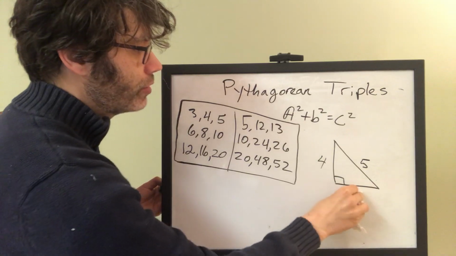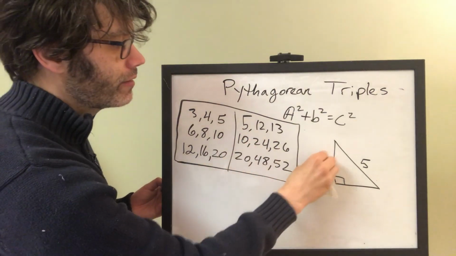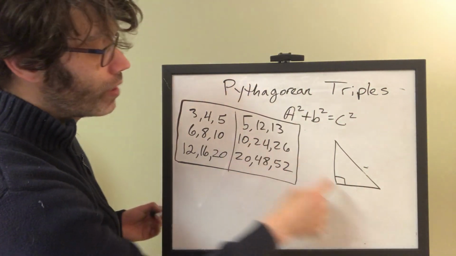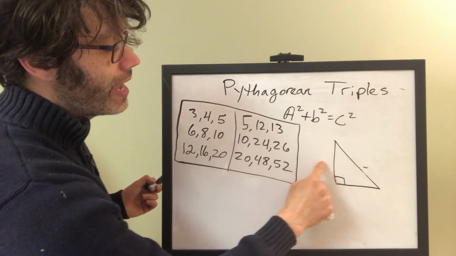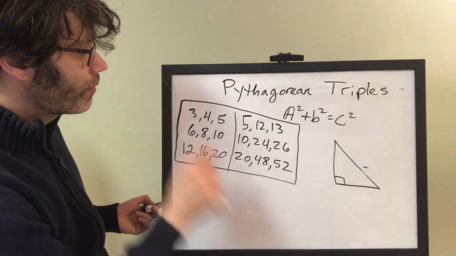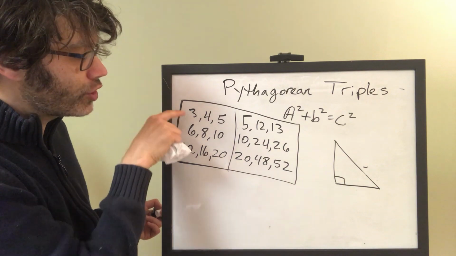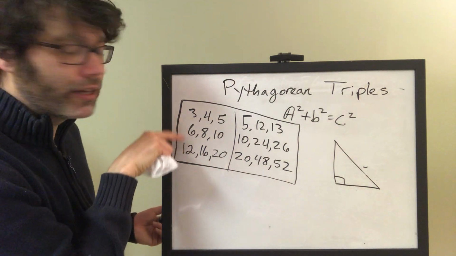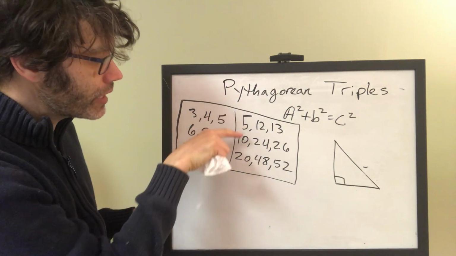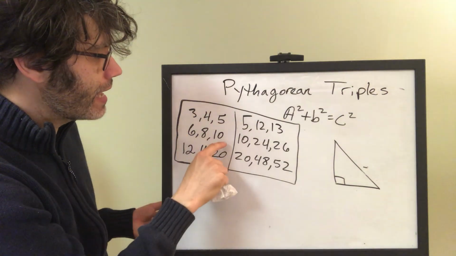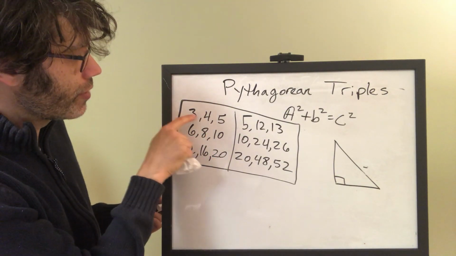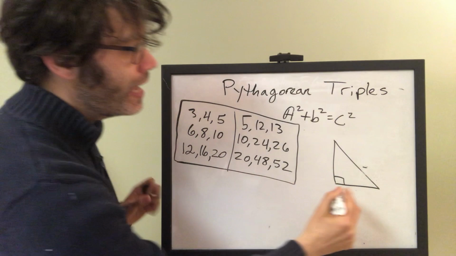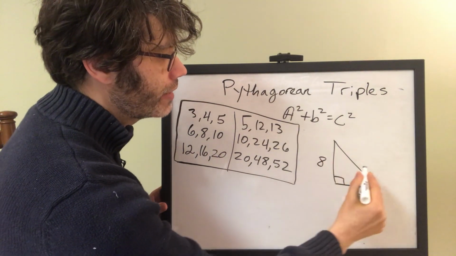Another Pythagorean triple is 5, 12, 13, where one leg is 5, the other leg is 12, and the hypotenuse is 13. Also, any of the triangles that are similar, meaning if you double them, these are similar triangles, 6, 8, 10 is twice as big as 3, 4, 5. So 6, 8, 10 is also a nice Pythagorean triple.